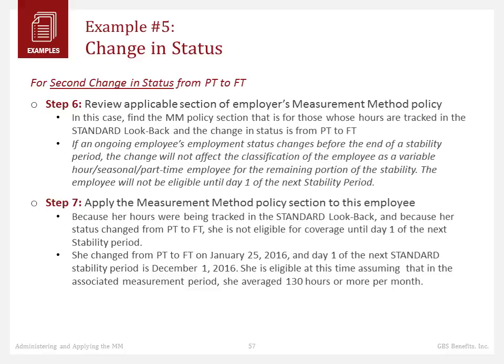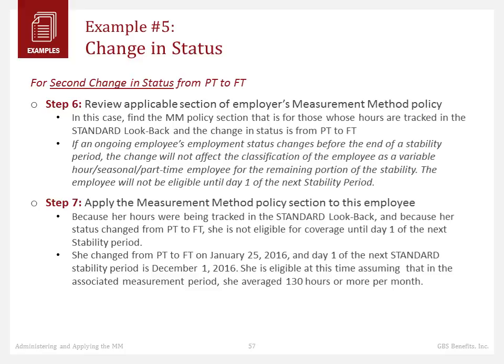Now, here's the second change in status. This second change in status is from part-time to full-time. So step 6 is review the applicable section of the employer's measurement method policy. In this case, the measurement method policy section that is for those whose hours are tracked in the standard and the change in status is from part-time to full-time.